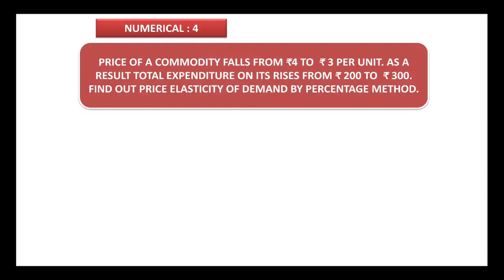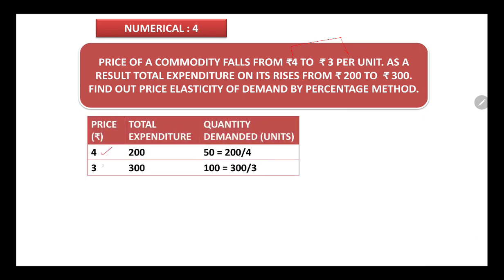Okay, the price of a commodity falls from rupees 4 to rupees 3 per unit. So you have been given the initial price and the new price. As a result, total expenditure on it rises from rupees 200 to 300. Find out the price elasticity of demand by percentage method. So from this, students, you can get the percentage change in the price, right? This was your initial price, this is your new price, this is the total expenditure. We know that total expenditure, please write down this formula, is price into quantity.